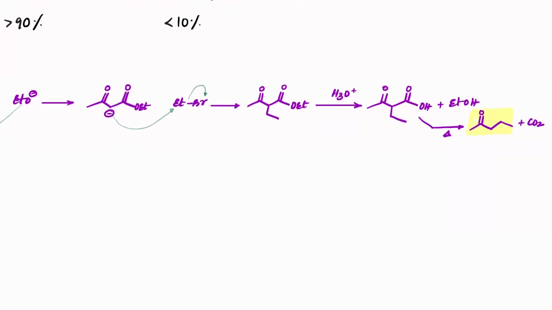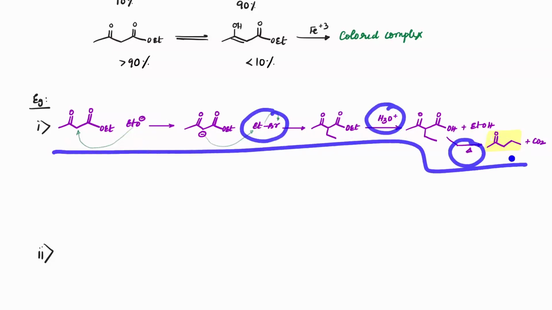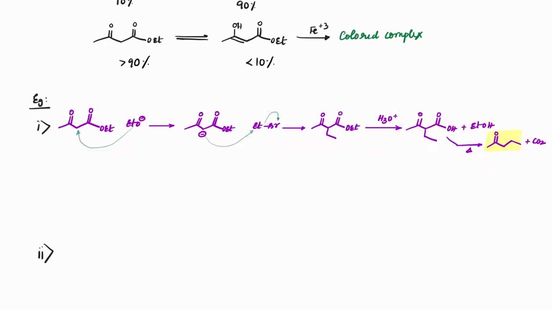So this is a very standard sequence of questions that will be asked. First it will be asked to make a Claisen condensation, and thereafter again EtO minus reaction followed by EtBr, followed by hydrolysis, followed by heat. So this sequence is a very standard JEE sequence. Okay, so learn that carefully. Okay, guys.